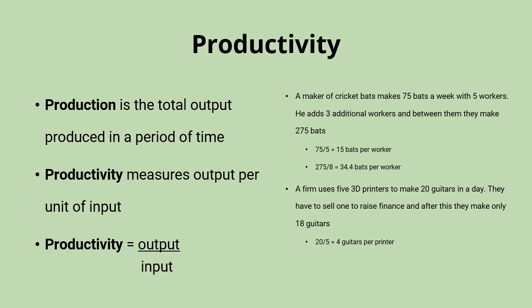But before that change, we would work out the productivity as 20 guitars divided by the 5 3D printers, which is 4 guitars per printer. And then after the change, we've now got 1 fewer 3D printers, so we'll be doing the 18 guitars divided by 4 3D printers to give us 4.5 guitars per printer. So in that example, while production has gone down, productivity, the output per unit of input being used to produce that output, has actually increased.